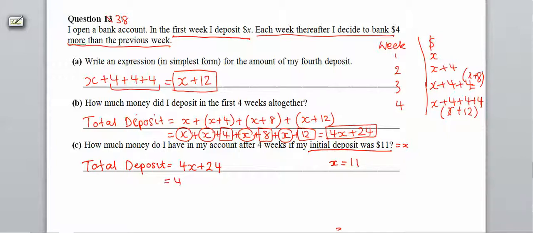And then we can just substitute X into this equation. So we've got 4 times 11 plus 24, which equals 44 plus 24, which equals $68. And we'll put a box around our total deposit.